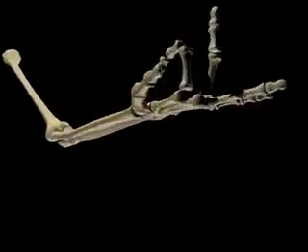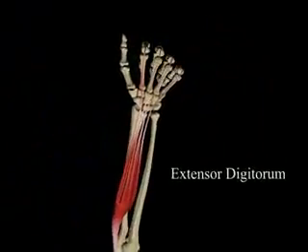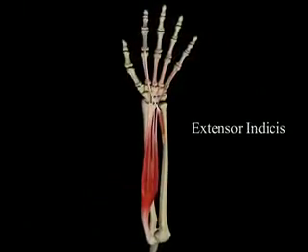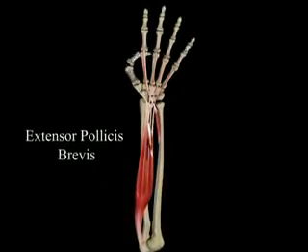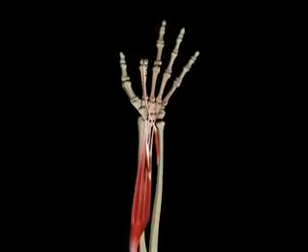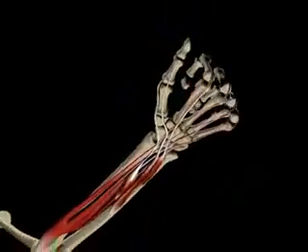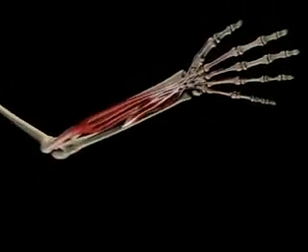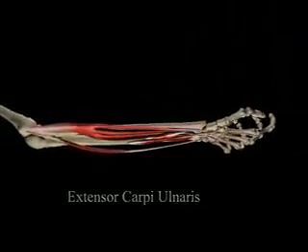Muscles on the posterior side of the forearm include the extensor digitorum, which extends the medial 4 digits and extends the hand at the wrist joint. Extensor indicis extends the second digit and helps to extend the hand. The extensor pollicis brevis extends the proximal phalanx of the thumb at the carpometacarpal joint. Extensor pollicis longus extends the distal phalanx of the thumb at the metacarpophalangeal and interphalangeal joints. Extensor carpi ulnaris extends and adducts the hand at the wrist joint.